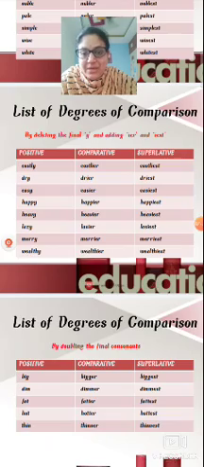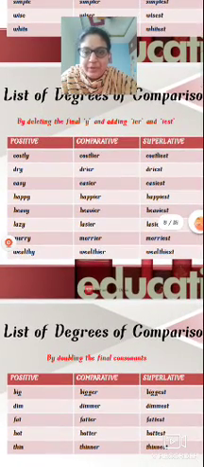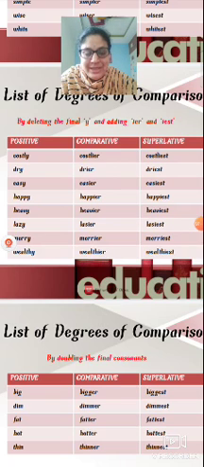Let us see. Costly. See here, it is ending with the Y, right? When you take the comparative, it becomes costlier. So you have removed the Y, and then added IER at the ending, and also IEST at the ending in the superlative degree. In the comparative, the Y is removed and you are adding IER, costlier, and in the superlative you are adding IEST, costliest.